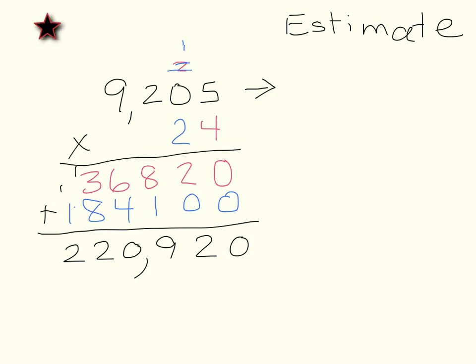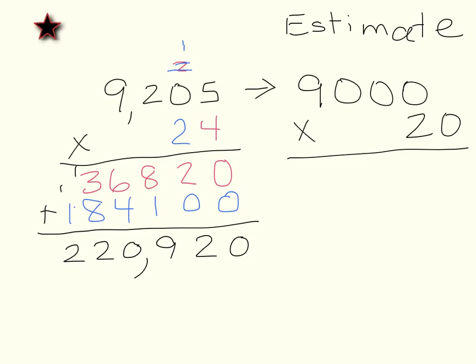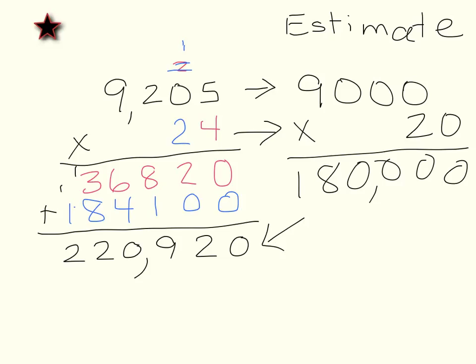Now round and estimate to check. 9,205 rounds to 9,000, 24 rounds to 20. So we get 180,000. Seems a little bit far off, but when you're in the hundred thousands, it's still pretty close. We rounded both numbers down because 9,205 went down to 9,000 and 24 went down to 20. So we can know that our estimate is low and is probably reasonable.